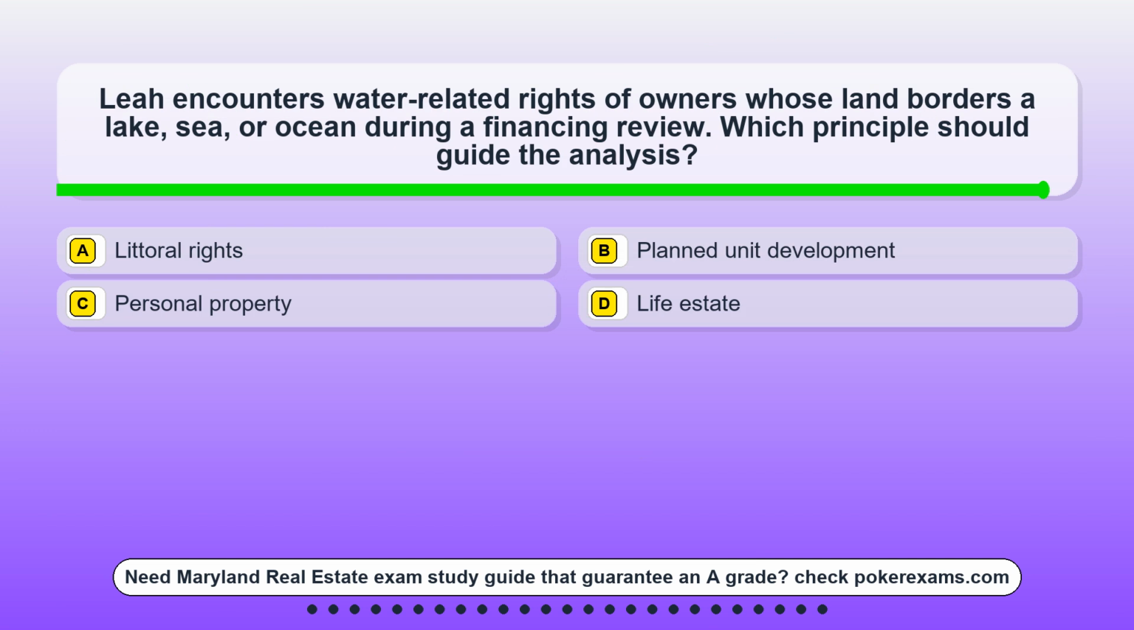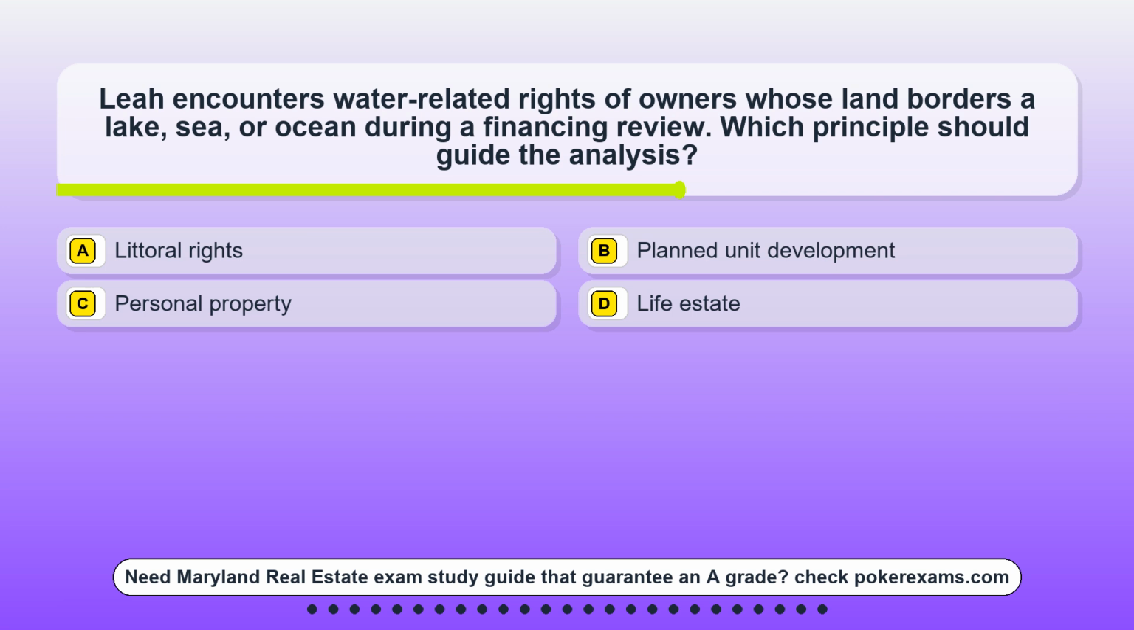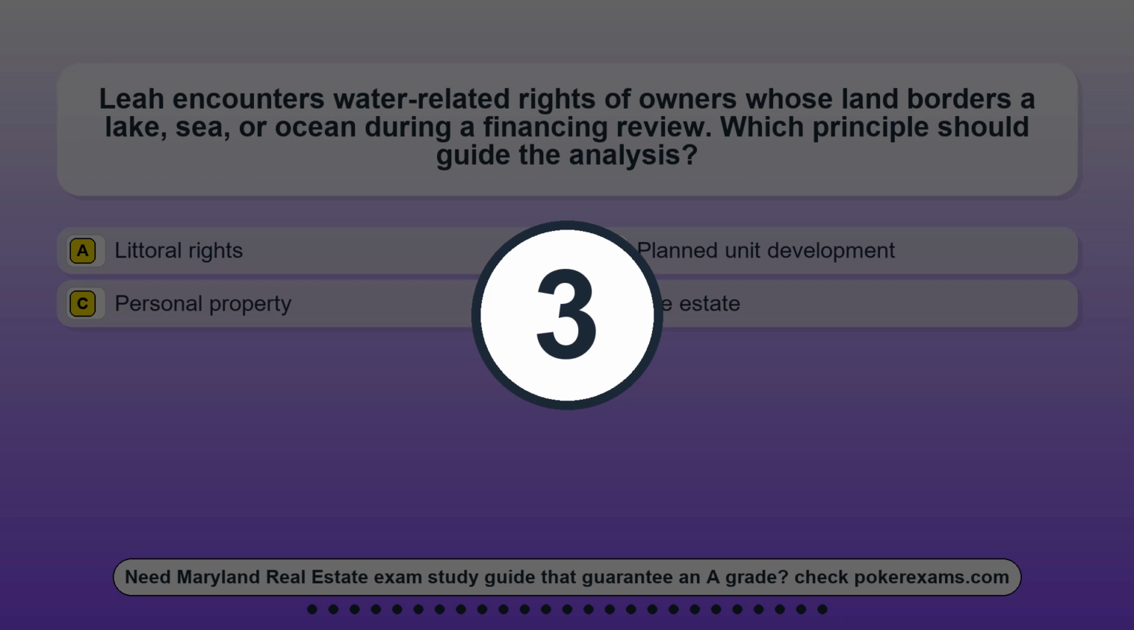Question 23. Leah encounters water-related rights of owners whose land borders a lake, sea, or ocean during a financing review. Which principle should guide the analysis? Option A, literal rights. Option B, planned unit development. Option C, personal property. Option D, life estate.